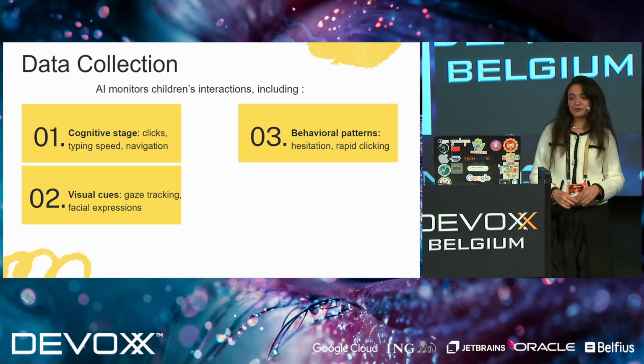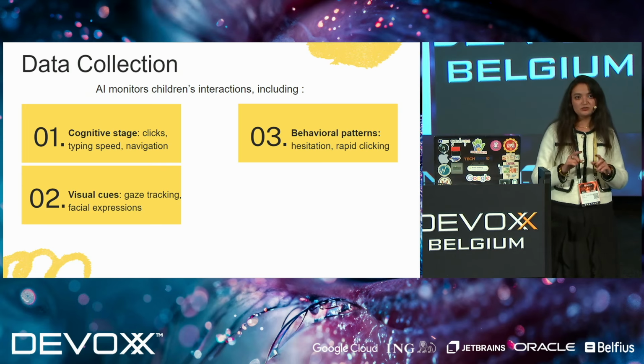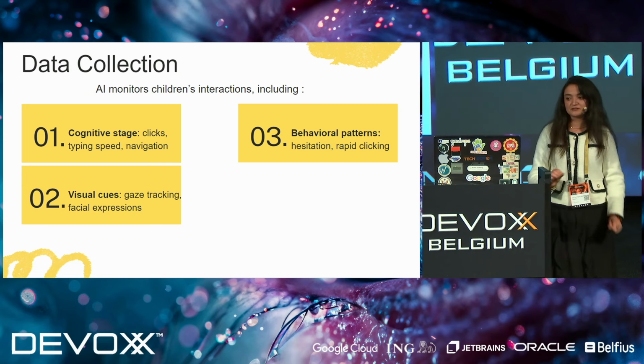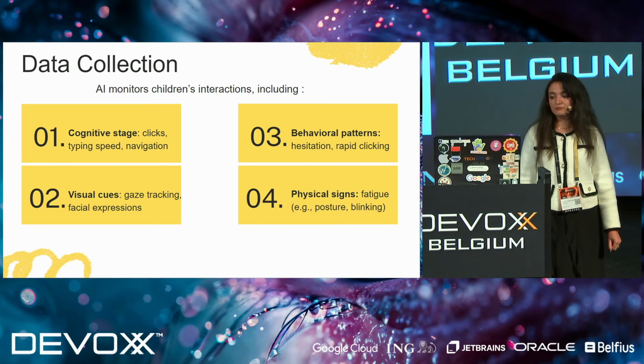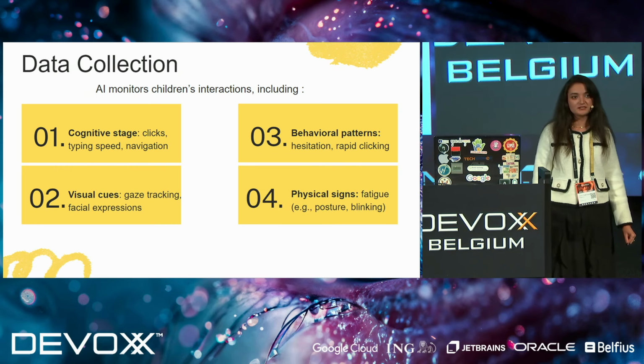and their behavioral patterns. So if they are clicking too much, if they are hesitant to click, they're taking too much to get to the next step or to answer questions. Fourth is their physical signs. We can detect whether they are fatigued within their posture, how they are sitting, and if they are blinking too much.